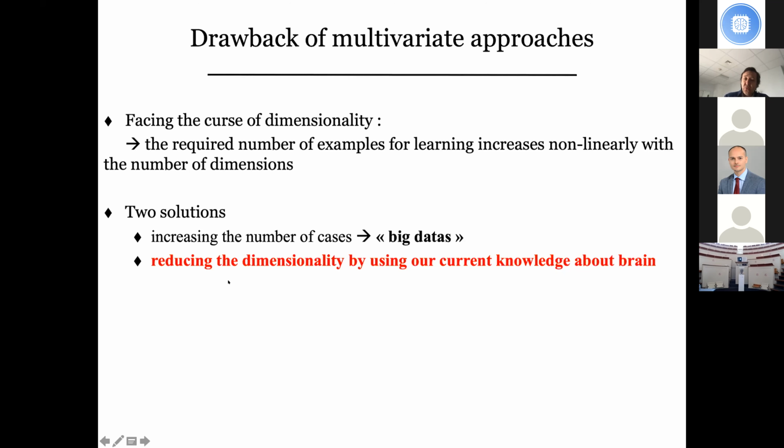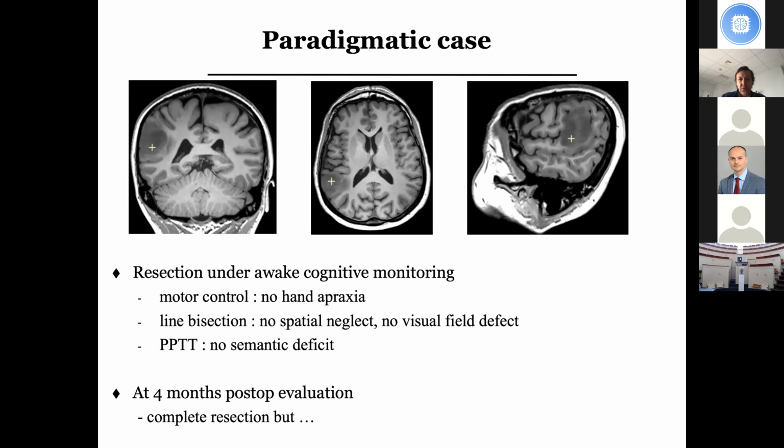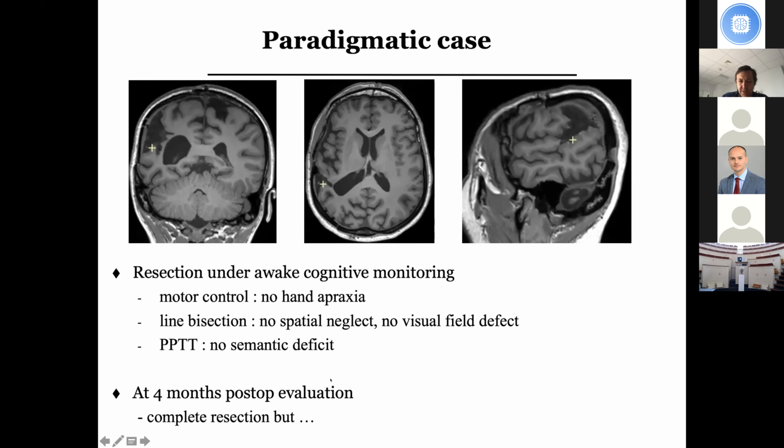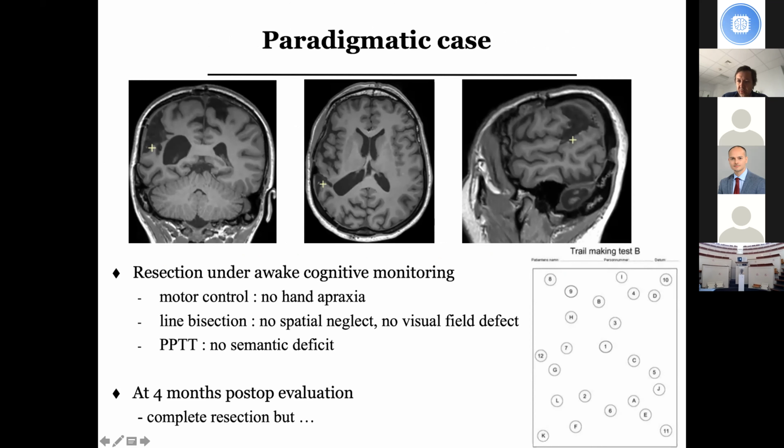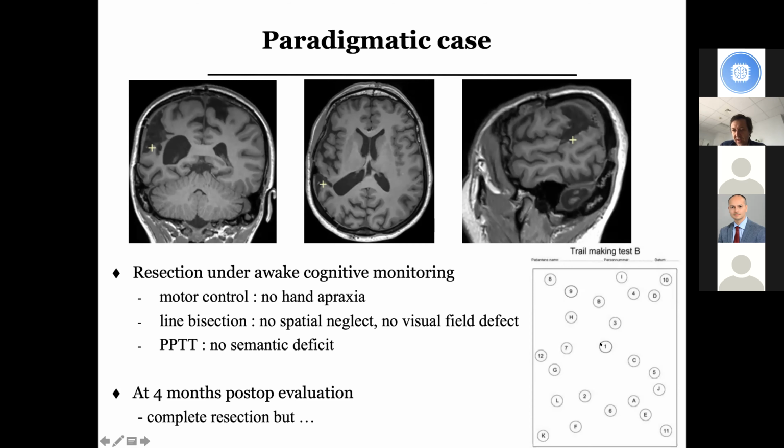And the other one is to try to reduce the dimensionality of the problem by using our knowledge about the brain functions. And that's what I will try to show you as an example. So I operated this case, a lady of 40 years old, and I checked several functions during the surgery, an awake surgery. And 4 months after the surgery, the resection was complete, but the patient was unable to perform the trail making test part B, which consists to join in ascending orders numbers and letters 1, A, 2, B, and so on. So she was able to do that before the surgery, and now she's completely unable to do it.